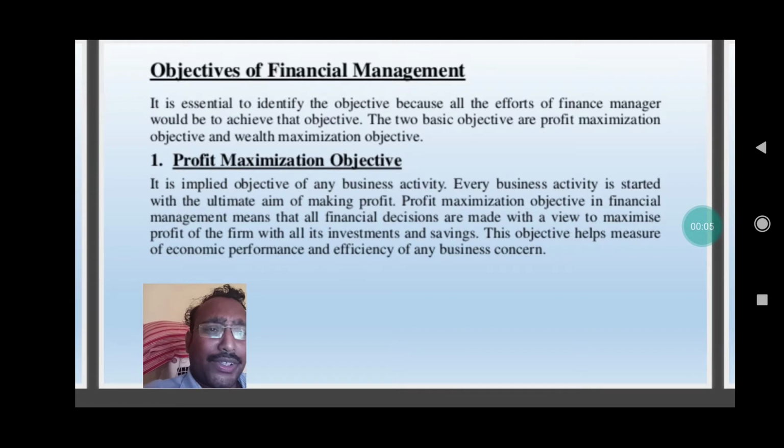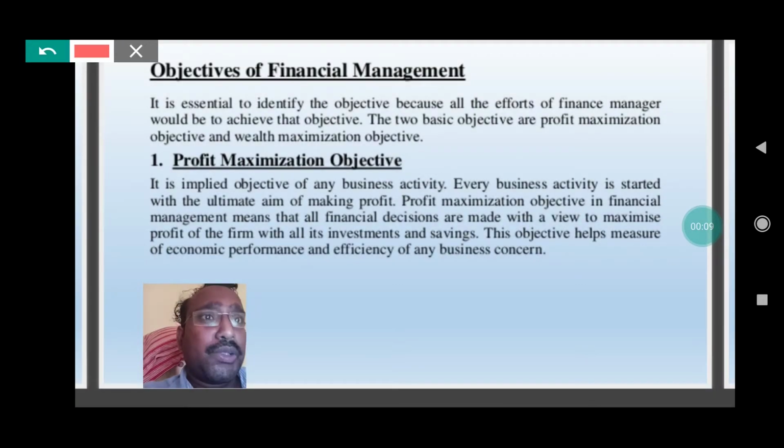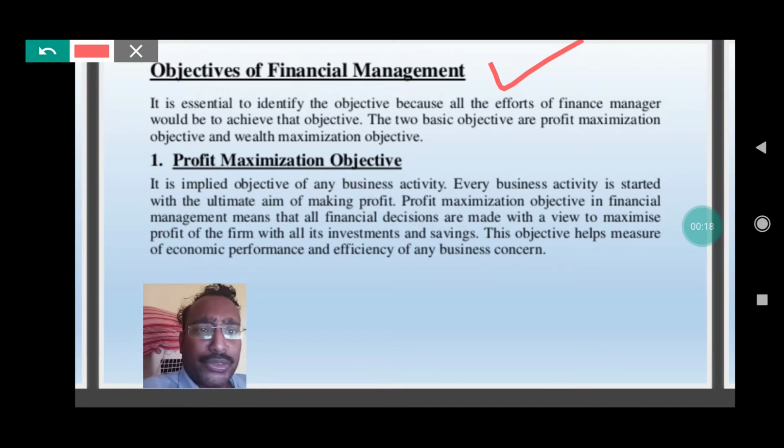Let us continue the next part of financial management, that is objectives of financial management. ಹಣಕಾಸಿನ ನಿರ್ವಹಣೆ ಉದ್ದೇಶಗಳೇನು ಅನ್ನೋದನ್ನು ನಾವು ಇವತ್ತಿನ ಕ್ಲಾಸ್ನಲ್ಲಿ ನೋಡೋಣ. ಆಬ್ಜೆಕ್ಟಿವ್ಸ್ ಅಂದ್ರೆ ಏನ್ರಿ? ಉದ್ದೇಶಗಳು ಅಂತ.